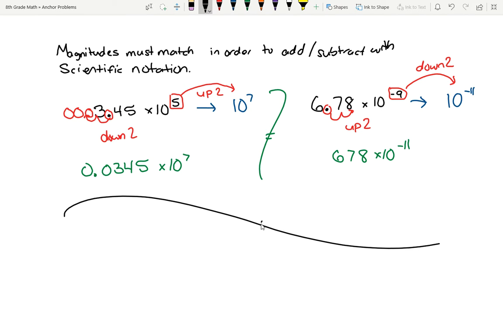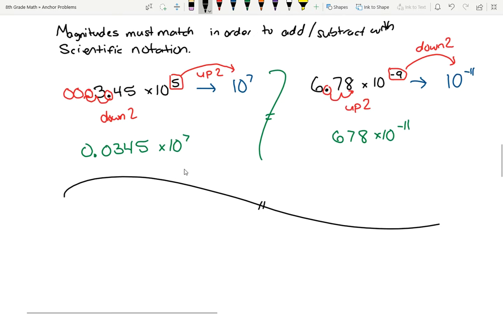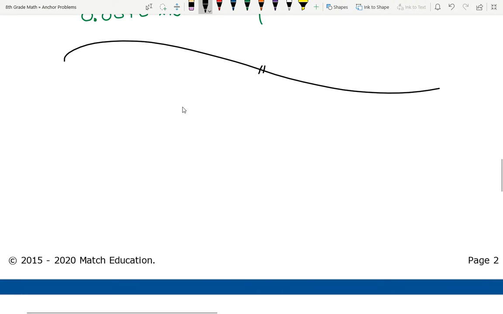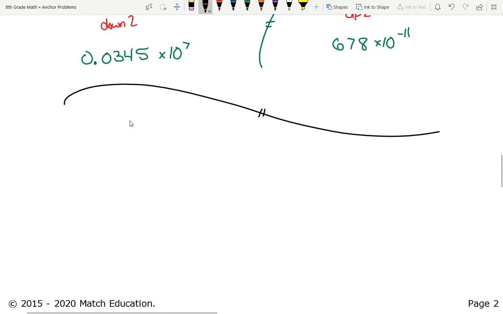So making the magnitudes match is a must. Being able to make 3.45 times 10 to the 5th up to something like times 10 to the 7th is a skill you need when adding and subtracting with scientific notation. And so again, same magnitudes when adding and subtracting. When you have something like, let's say, 3.45, be creative again, 3, 4, 5, times 10 to the 5th, and we're going to add 6.78 times 10 to the 7th.